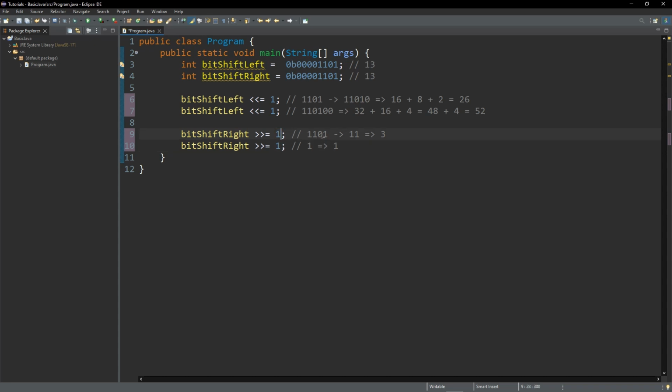But if we take a look here, instead of 1101, it becomes 110 because this 1 gets cut off, which is 2, 4, that is 6. And if you take 13 divided by 2, you do get 6, if you make it into an integer, of course. And if you do it here, 110 to 11, which is 3. That's 6 divided by 2. If you do it one more time, 1 goes to 1 divided by 2. It's an integer, so it would technically be 1.5, but it turns into 1 through the bit shifting.